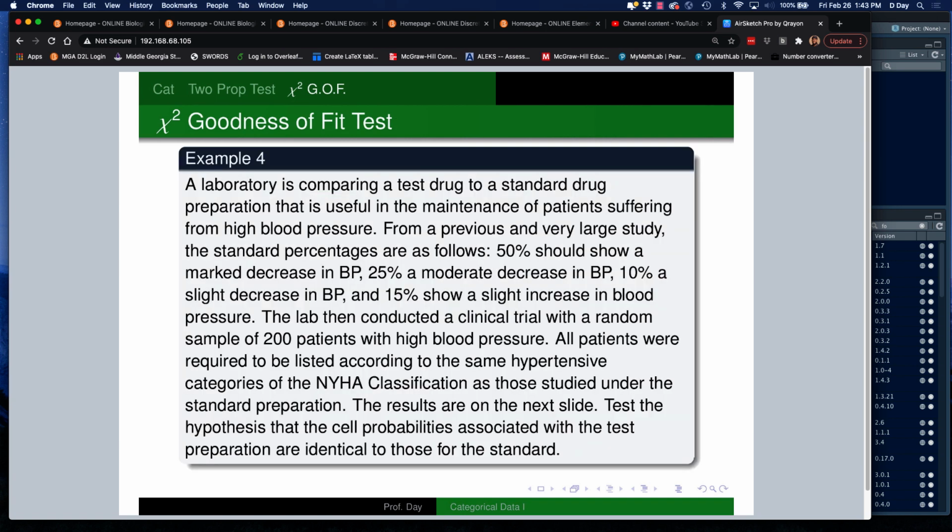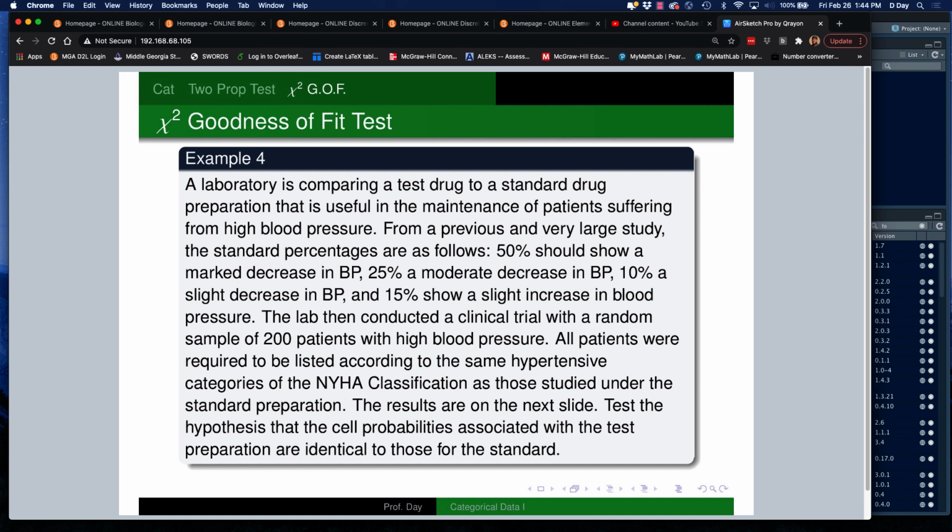So let's do this last example for the chi-square goodness of fit. We've got a laboratory that's comparing a test drug to a standard drug preparation. So some way they prepare the drug, and so they got a test drug they're trying to improve upon something here. And it's useful in the maintenance of patients suffering from high blood pressure, all right, these drugs that they're working on. So the test drug they're probably hoping is better in some way or another. The standard drug's probably pretty good, but they're hoping their new drug's better.